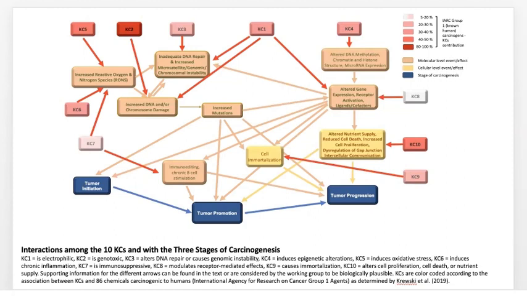So this is an interaction between multiple KCs and how they might have common modes of action somewhere down the line, and then as they relate to tumor initiation, tumor promotion, and tumor progression. Again, this is a work in progress. It's not definitive, but it was to try and get our mind around how these things might interact. Next slide, please.